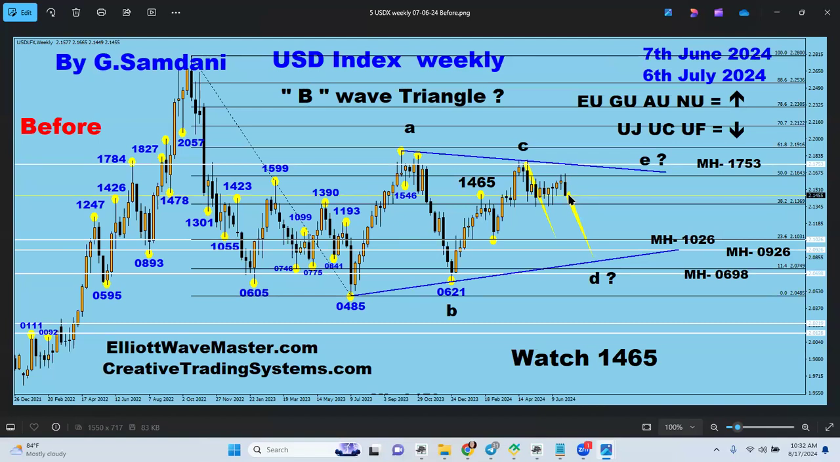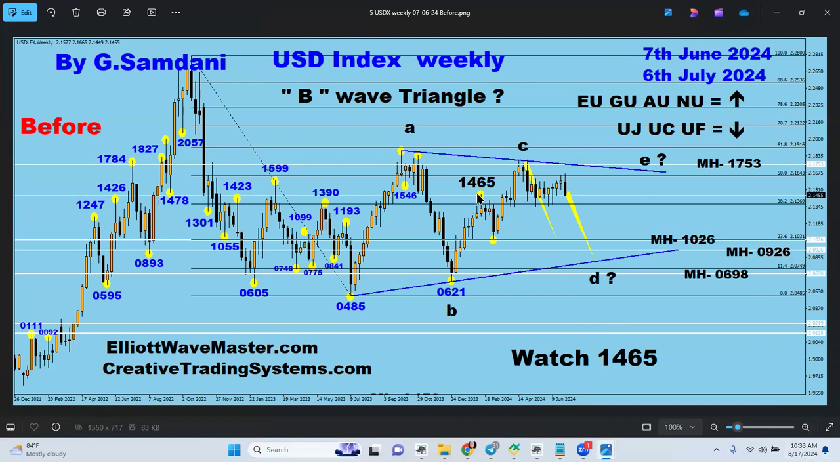So now I made this chart from here. If you drop below this 1465, watch 1465, I wrote down there, then we're going to be dropping. And then I suspected that, okay, this could be a triangle in the making, B wave triangle. This could be wave A, then it's A, B, C, D, E. That will finish wave B, and then we go down for wave C.